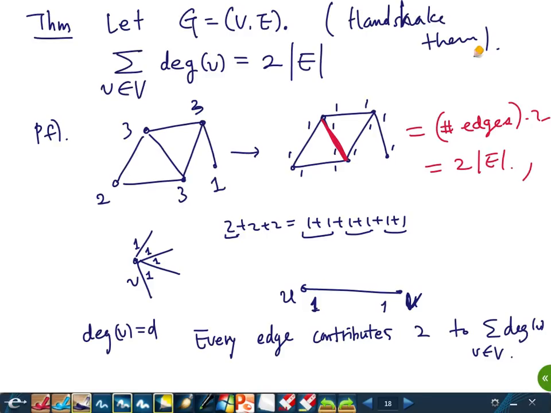And then for each student, I add these numbers. Then that will be the sum of these degrees. And that will be 2 times the total number of handshakes performed here. That's basically the reason why it's called the handshake theorem. But yeah, there are 2 interesting corollaries of this theorem.